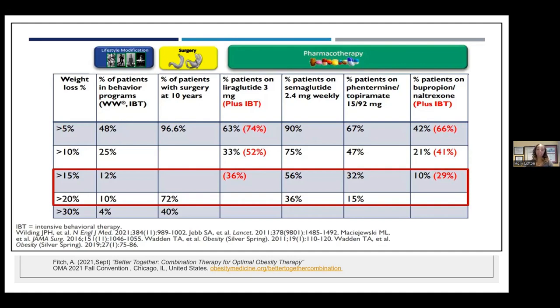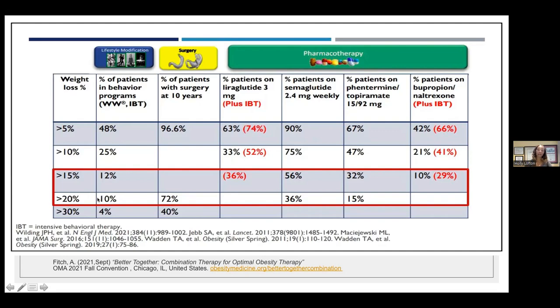So looking at the likelihood of achieving meaningful weight loss in different treatment options, we have, for example, patients on a behavioral program. Let's say there's an online app they're following, counting their calories on that app. Using that type of model, about 50% of patients will lose 5%. Again, a 200-pound patient losing 10 pounds.